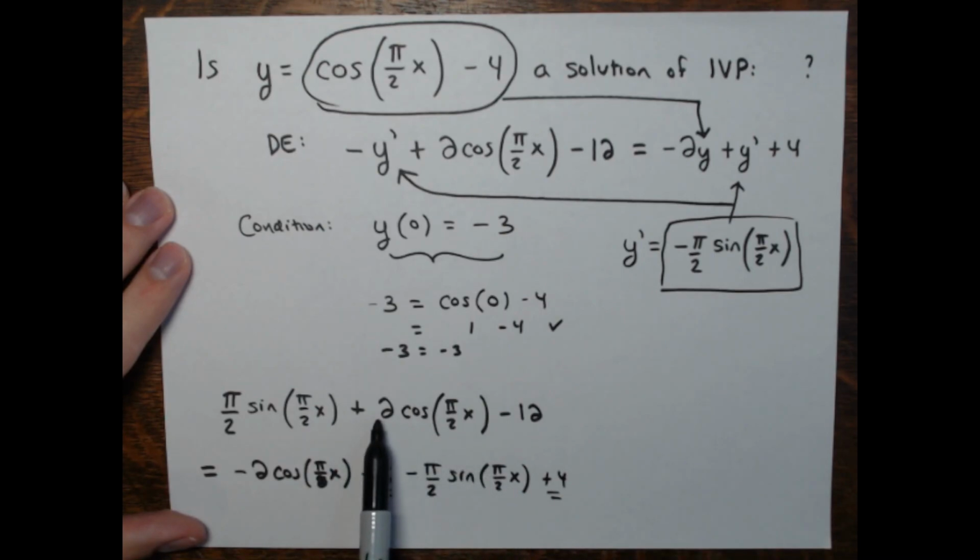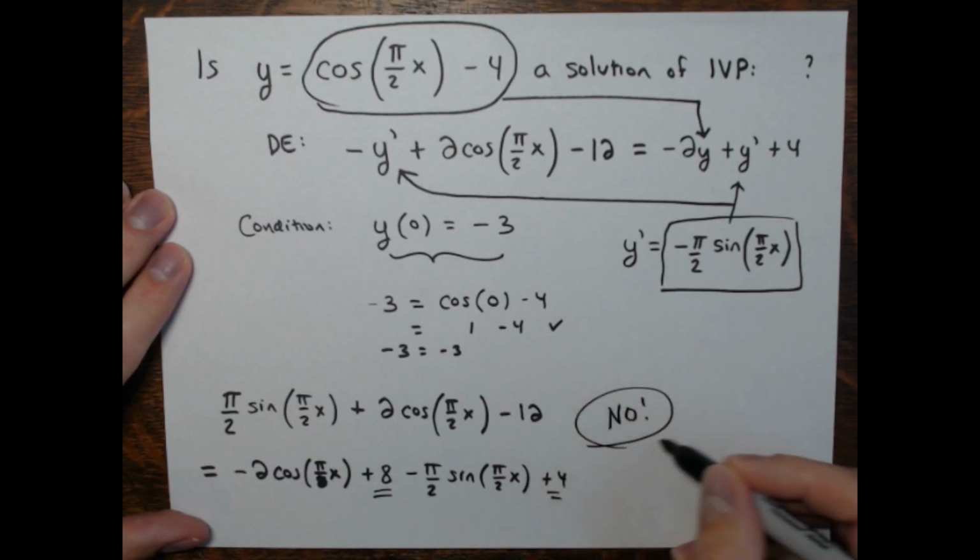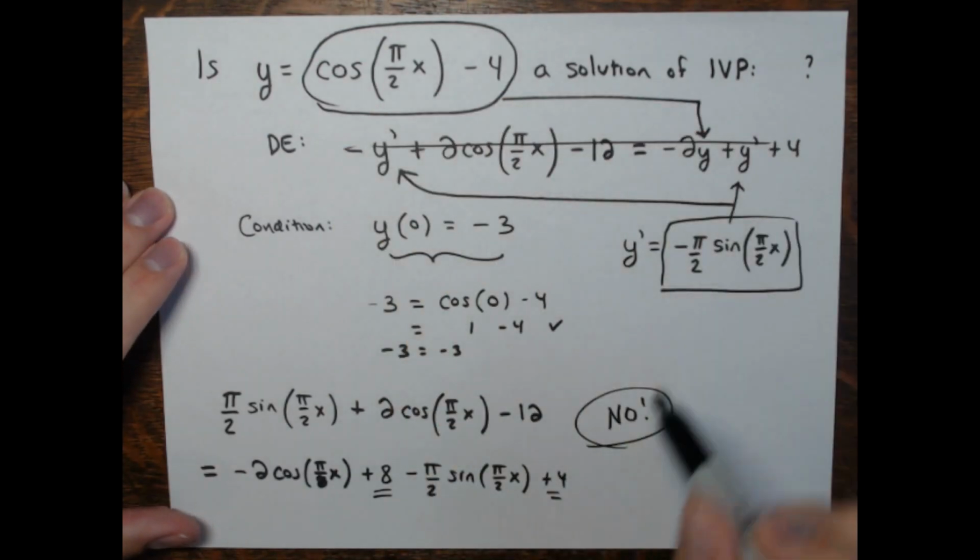You got left side positive 2 times the cosine of pi over 2x. You got the opposite of that on the right side. And then negative 12 on the left side, positive 12 on the right. So these are opposites. They're not the same all the time. So no, it doesn't satisfy the equation.